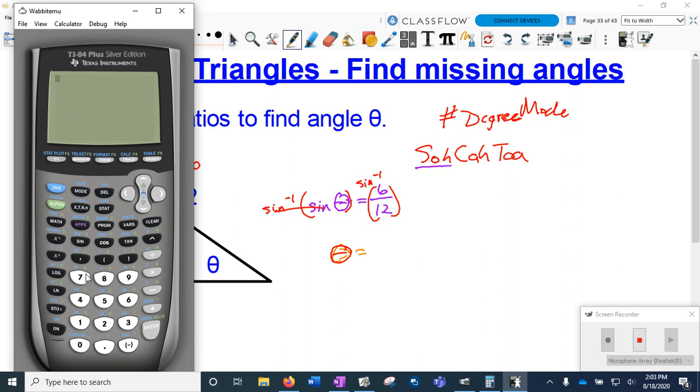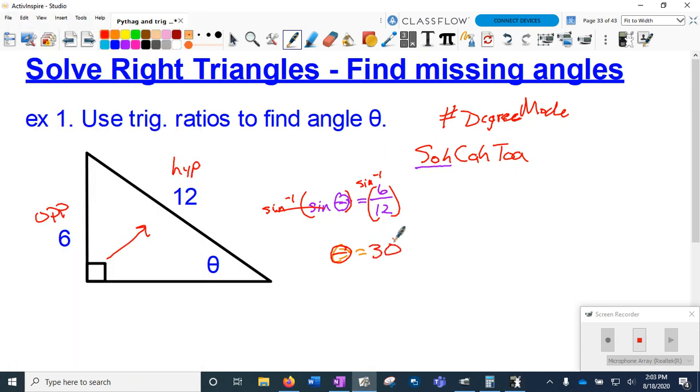Okay, all right. And again, here's our sine button. If you look right above it in a little blue right there, there's sine inverse, that little -1. So to get to it, we press second and then sine. And we want to do sine inverse of 6 over 12. 6 divided by 12. Okay? Notice we get 30. So theta is 30. 30 what? 30 degrees. It's an angle, and we were in degree mode, so it would be 30 degrees.